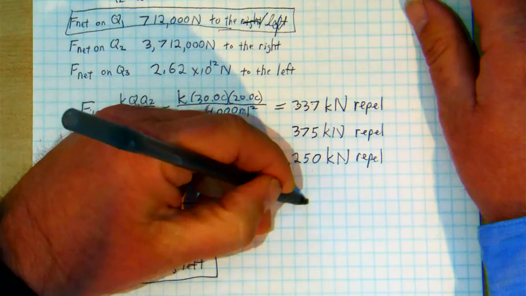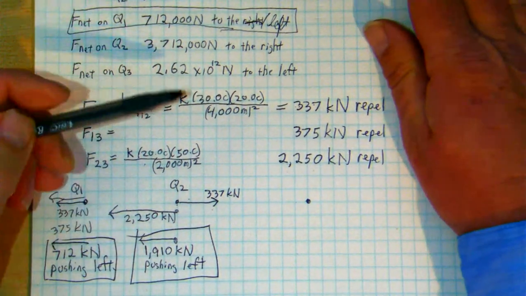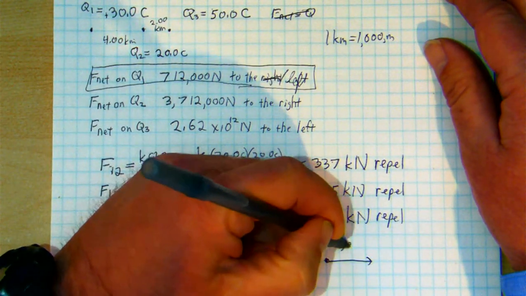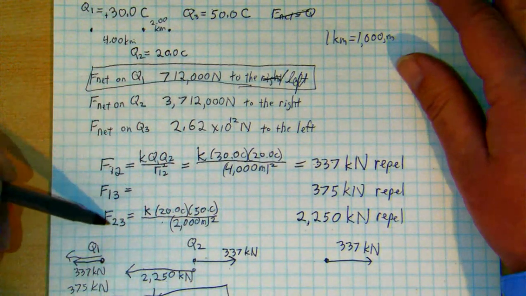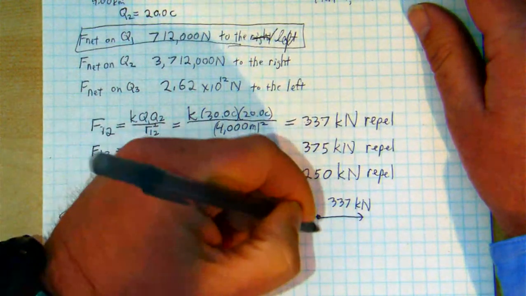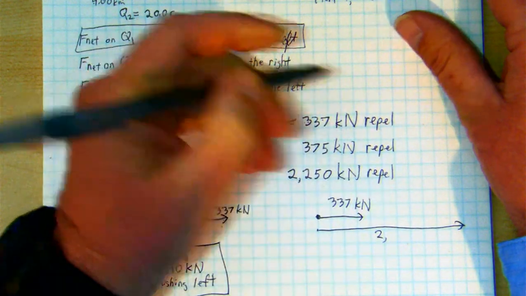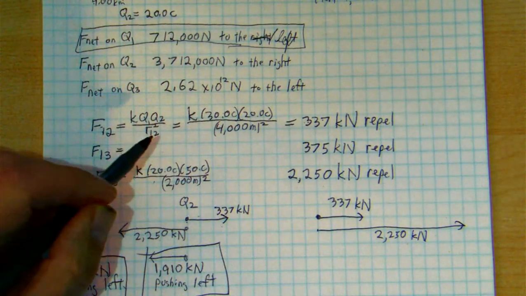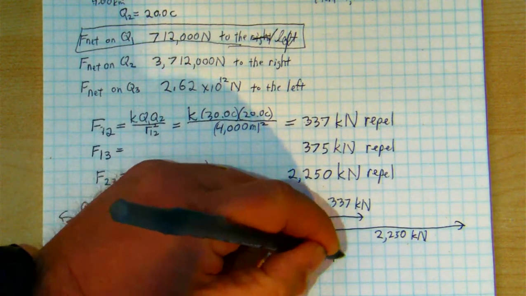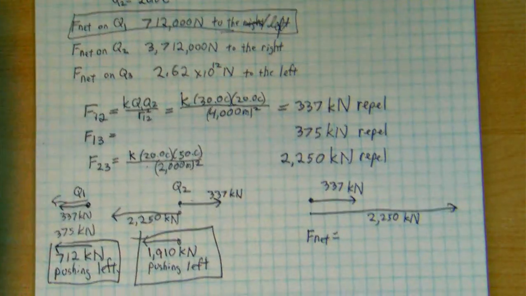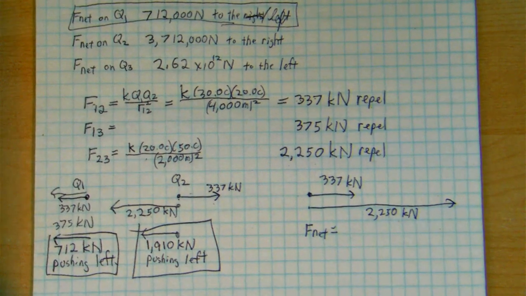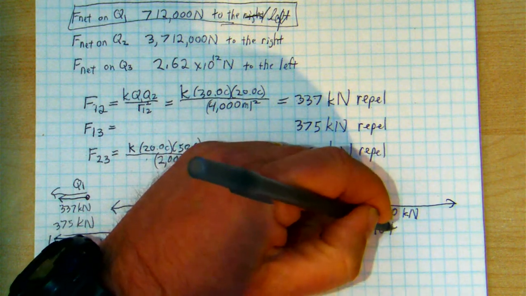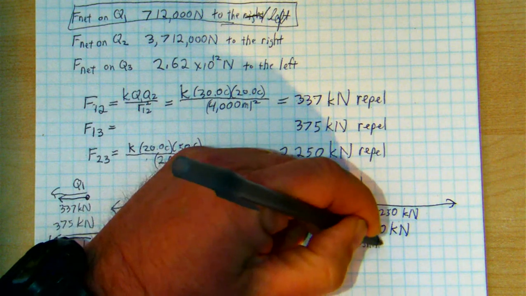Now I go over to Q3, and I'm going to draw it over here, so I'm not to scale on this either. For Q3, I have charge 1 pushing Q3 to the right with 337 kilonewtons. I also have charge 2 pushing Q3 to the right with 2,250,000 newtons. To find the net force on Q3, I would add these two forces together because in this case, they are going the same direction. So 337 plus 2,250 means I have 2,590,000 newtons pushing to the right.